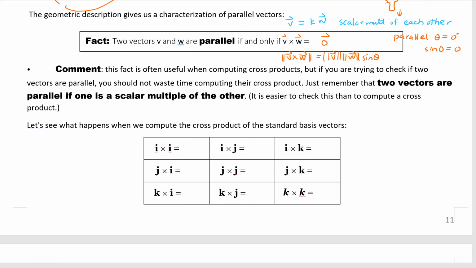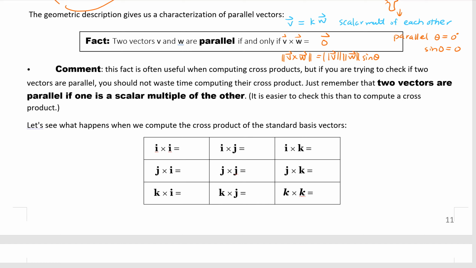So today we will learn how to compute a cross product. It is actually related to determinants, and it's much more work than computing a dot product. Now let's see what happens if we compute the cross products of the standard basis vectors.